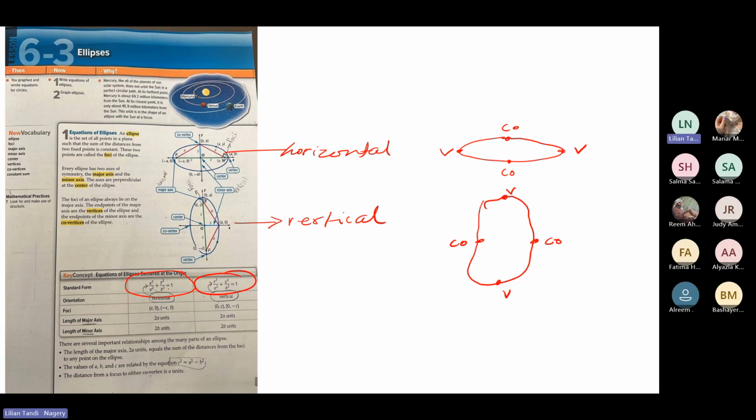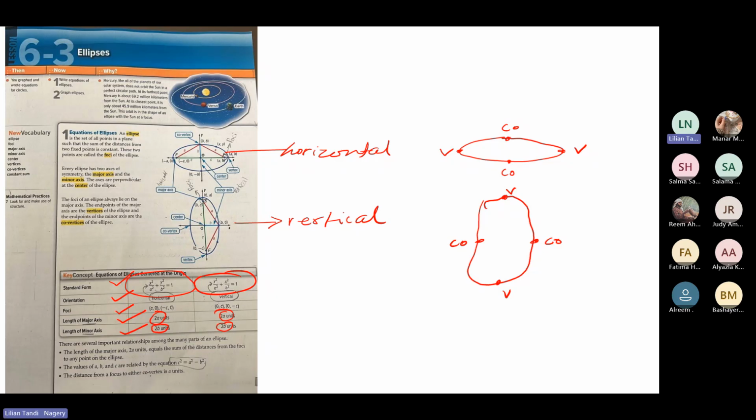Up to here, we are good? So you should know the kanun, you should know the orientation, you should know the foci. And you should know how to find the length of the major axis and the length of the minor axis. As you can see, you are multiplying 2 times A here, and 2 times B. Same thing here, 2A, 2B. Now, what is A?